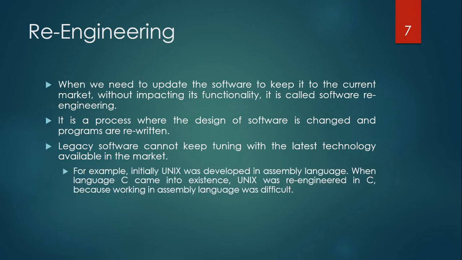For example, initially Unix was developed in assembly language. When the C language came into existence, Unix was re-engineered in C because working in assembly language was difficult. So in Unix, functionality was as it is. The program was rewritten into C language and the design was changed. So that was an example of re-engineering.